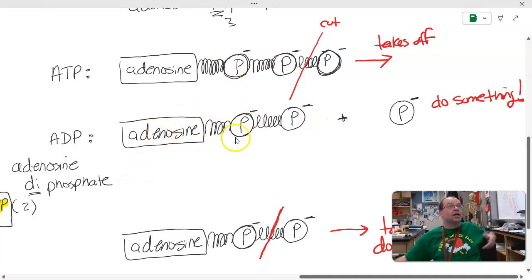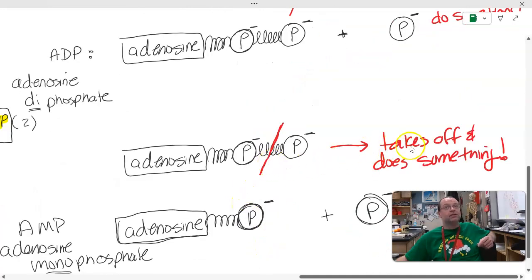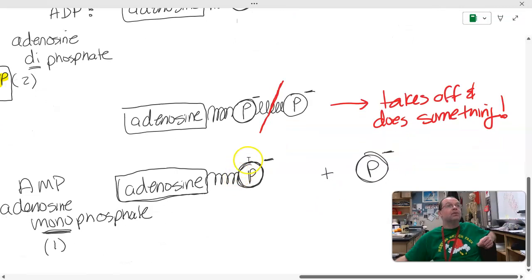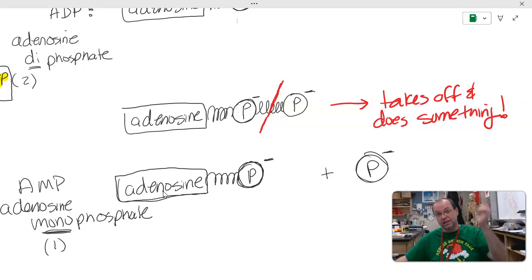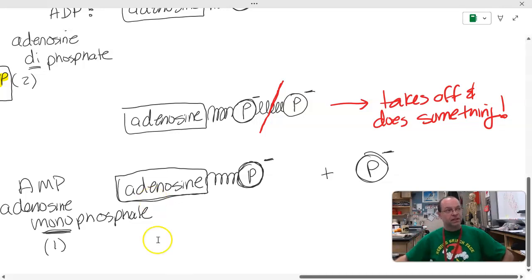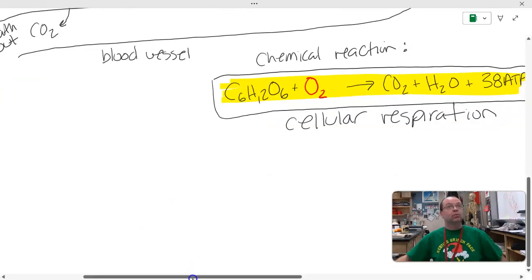We can still use this last phosphate on this guy. If we cut this other phosphate off, it's going to take off and do something. And now we're left with AMP, adenosine monophosphate. Mono means 1. Okay? So this is why ATP is so important, because that last phosphate gets cut off through hydrolysis. We add water, we add an H, and we add an OH to it, and we split it just like breaking up the molecules we've been doing all semester. If you hydrolyze that last phosphate, it flies off and it does something. That's why ATP is so important, okay?